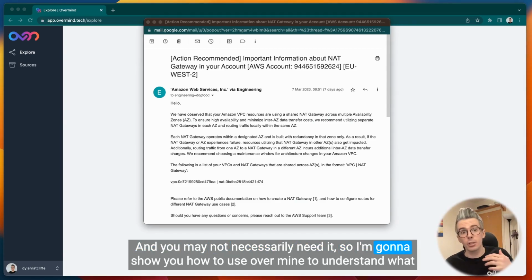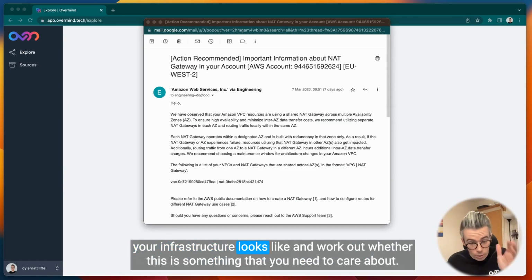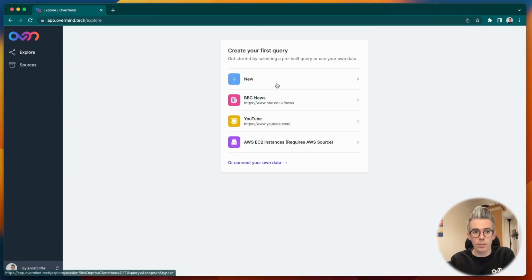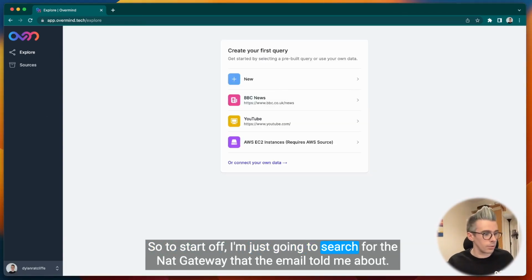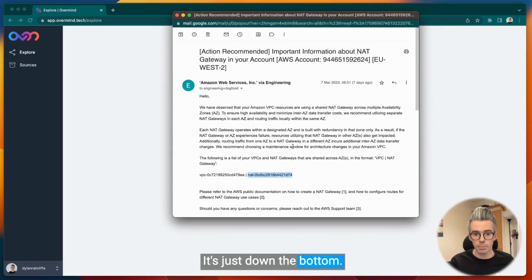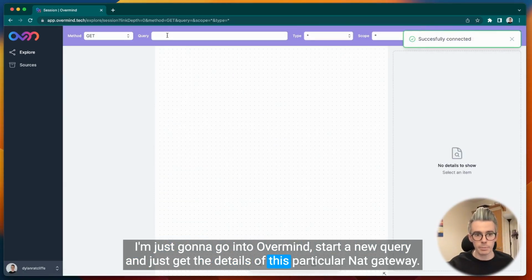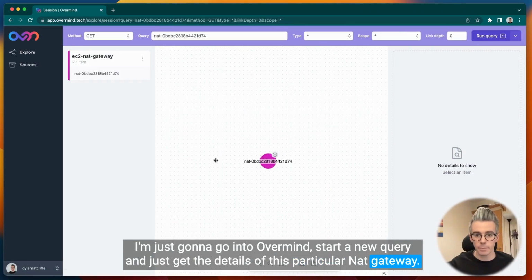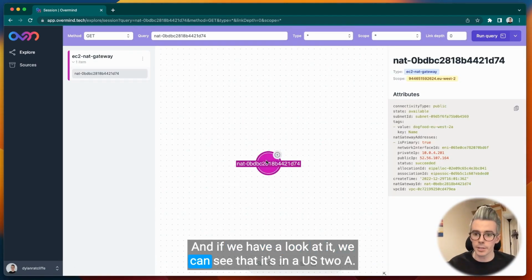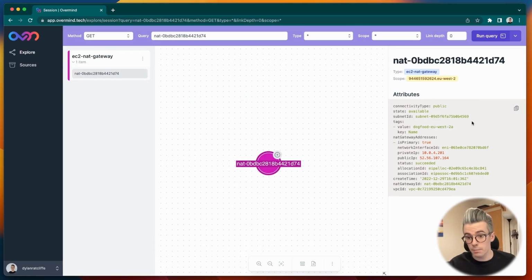So I'm going to show you how to use Overmind to understand what your infrastructure looks like and work out whether this is something that you need to care about. To start off, I'm just going to search for the NAT gateway that the email told me about. It's just down the bottom. I'm going to go into Overmind, start a new query, and get the details of this particular NAT gateway. If we have a look at it, we can see that it's in eu-west-2a, and that's about all.